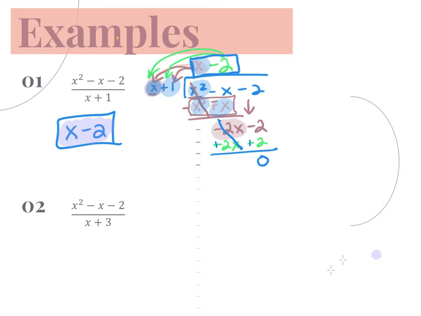All right, let's do number 2. Look at the top. Is it in decreasing degree order? Nothing's missing, so that's going to go on the inside: x squared minus x minus 2. Look at the bottom. Is it in decreasing degree order? Nothing's missing, so it goes just like that on the outside.